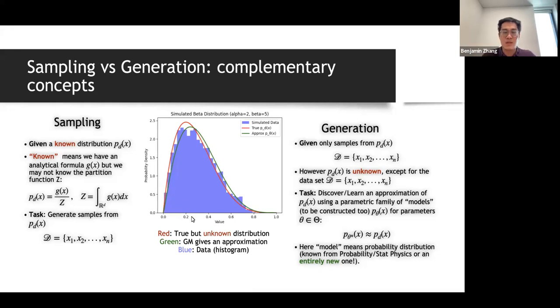So in this really 1D example, this is the true distribution maybe in red, and you're only given samples in blue here. If you want to create more of these samples, then the idea is to find a surrogate distribution, which is in green, and then produce more samples. So that's the recap of what generative modeling is. Given samples of a distribution, we want more of them.